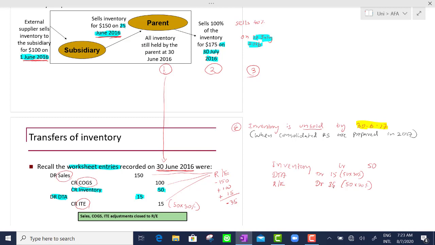Right, now I have discussed situation number 1, situation number 2, situation number 3, and a bit of a complex one, situation number 4.